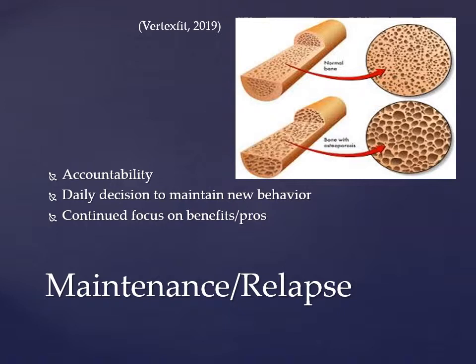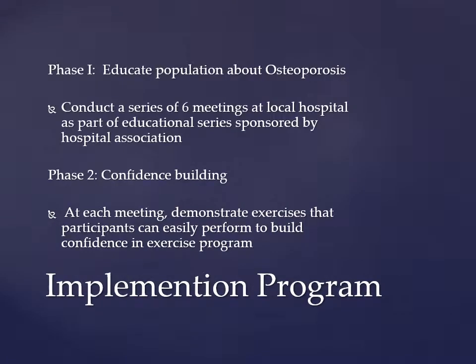The last phase is maintenance or relapse. The continuation of accountability is a necessary component of maintenance. Individuals must make a daily decision to perform the new behavior. Continued focus on the pros or benefits will help to reinforce the new behavior.